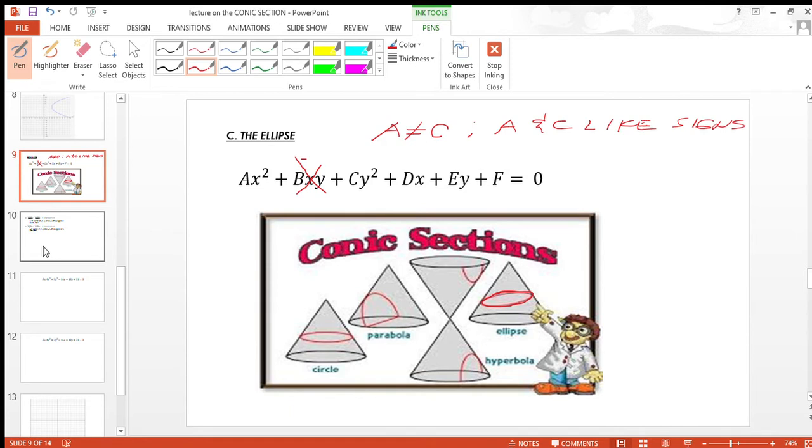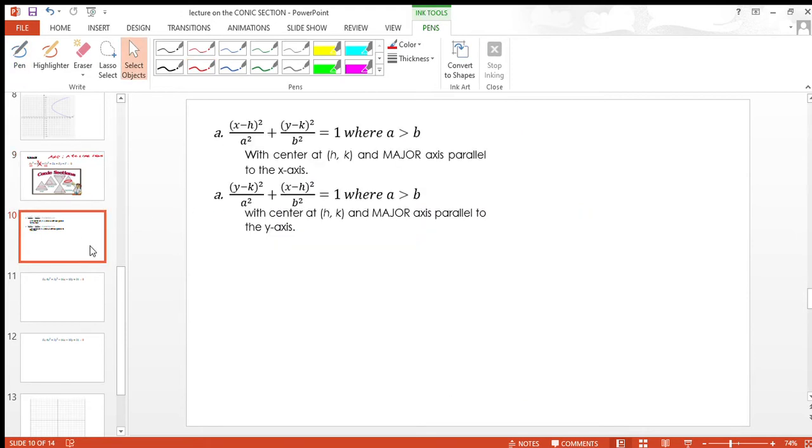Under the ellipse, so sabi nga natin, the standard form, there will be two squared terms, xy is missing, the coefficients of the squared terms will be of like signs and their numerical coefficients are not equal. We also have our standard forms. I will not be giving the standard form anymore if the center, that's one part of the ellipse, is at the origin. Let me just give the standard forms. Anyway, I'll be explaining this further later on.